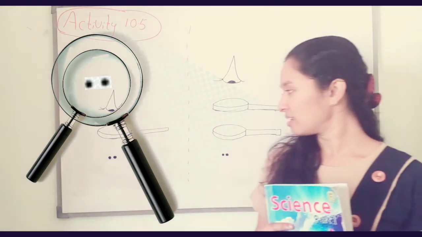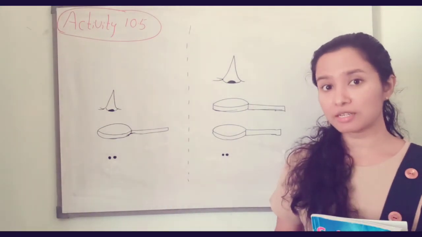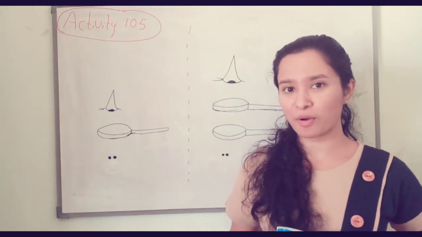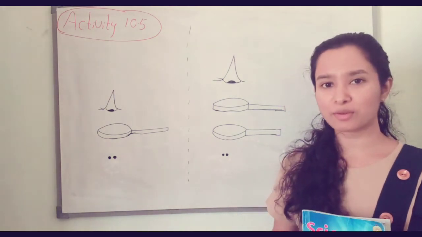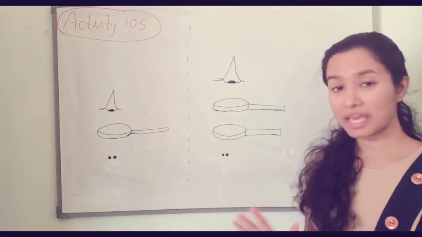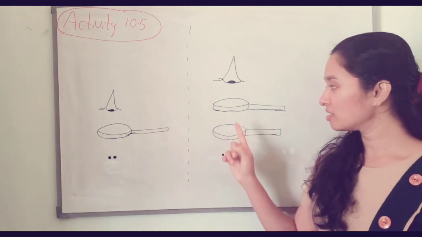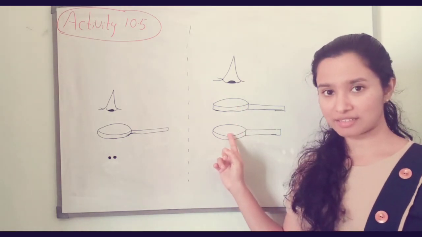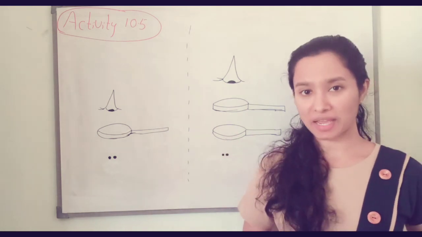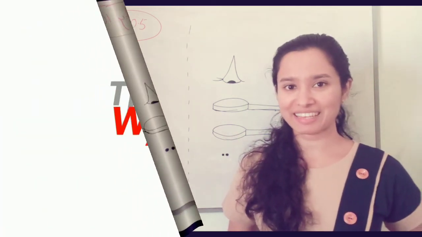Okay. Now, have you heard about the compound microscope? The compound microscope is made by using two convex lenses which have high magnification power. Okay.